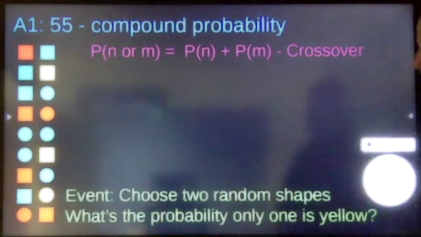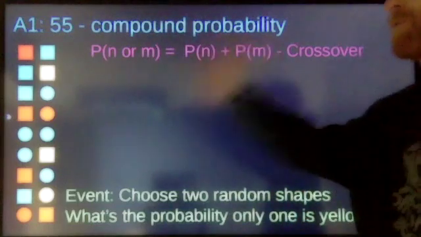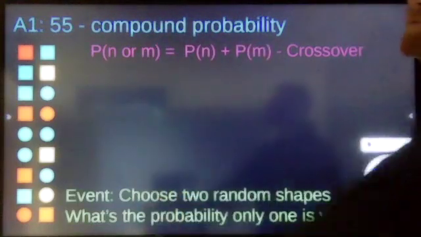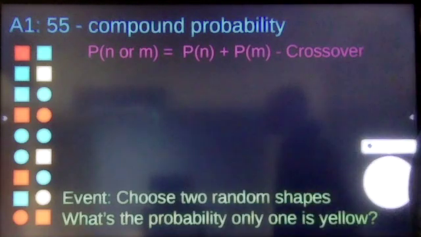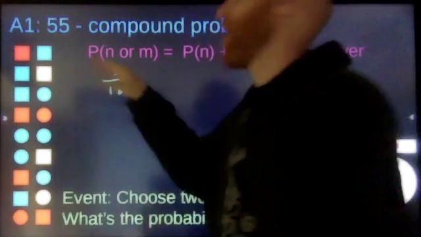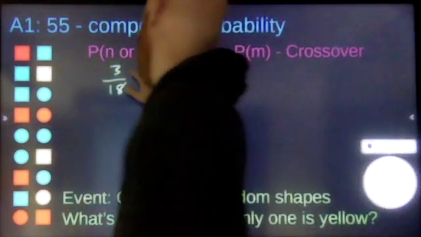So, event: choose 2 random shapes. What's the probability that only one of them is yellow? Essentially, I'm asking the question, what's the probability that the first one is yellow plus what's the probability that the second one is yellow? All right, so we can start out as we did before. What's the probability that the first shape is yellow? What's the probability that the first shape is yellow and the second one is not yellow?